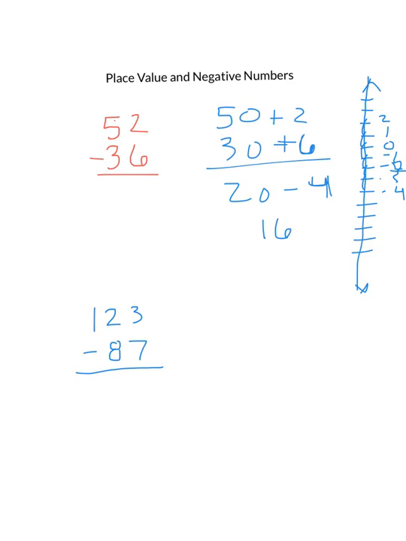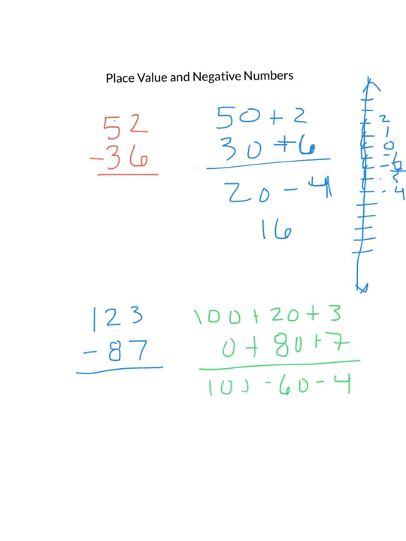We also can do it with 3-digit numbers. So if I had 100 plus 20 plus 3, it's the same as 123. Remember to line up your place value. I'm not putting the 80 under the 20, although I could. And so I'm actually going to show you this problem 2 different ways. So what's 3 lose 7? That's a debt of 4. What's 20 lose 80 is a debt of 60. And then I still have my 100 because there's nothing to take away from the 100. So what's 100 lose 60 is 40. 40 lose 4 is an answer of 36.